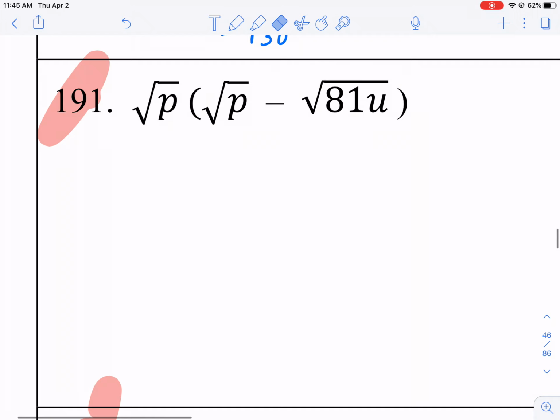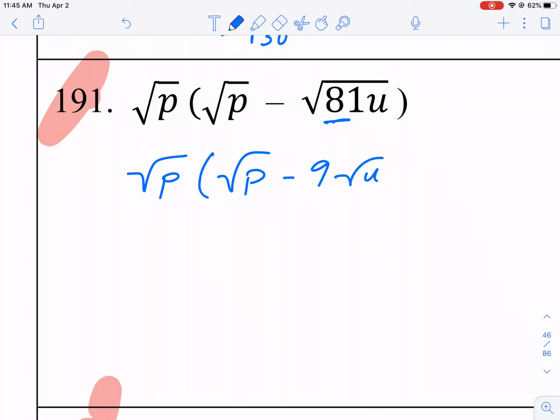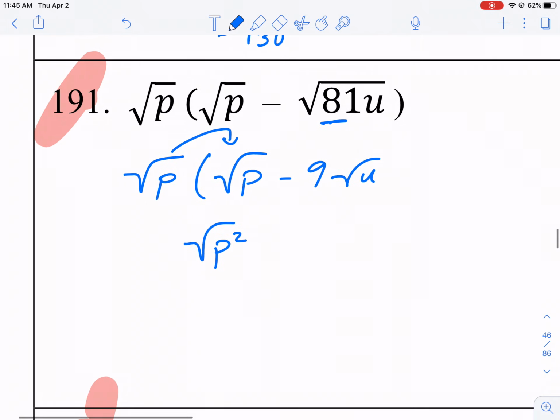Okay. So I'm going to use that same concept, and I'm going to go ahead and make that a 9. So I'm going to make this a square root of p times the square root of p minus 9 square root of u, right? Square root of 81 is 9. Now I'm going to multiply. Square root of p times square root of p. Now, technically, we're saying, well, that's the square root of p squared. And I'm going to talk about that more in a second. Now, I'm going to go over here, minus 9 square root of pu.